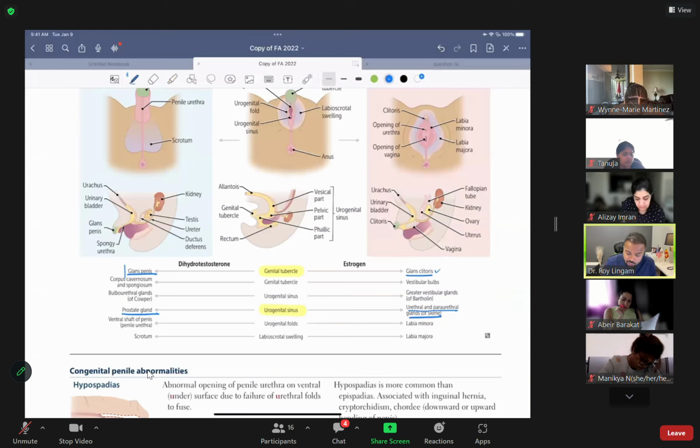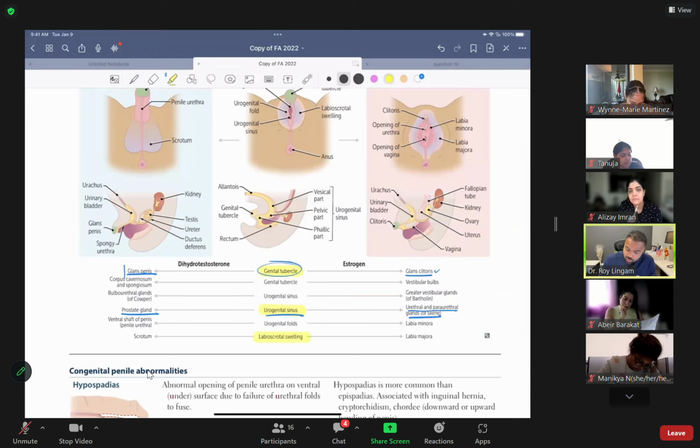And they could even ask you, the glans penis or glans clitoris, where do they come from? The genital tubercle. Same thing with the urogenital sinus. I wouldn't memorize all of them, but at least this one, and the next one.